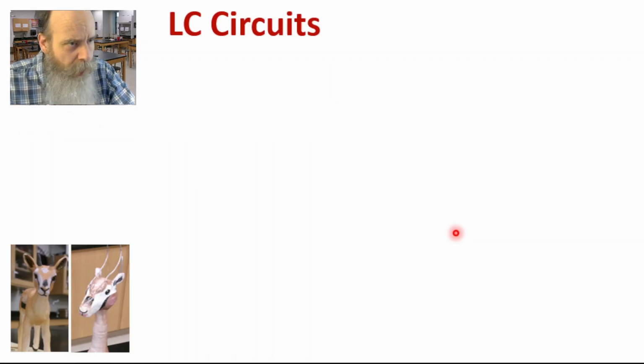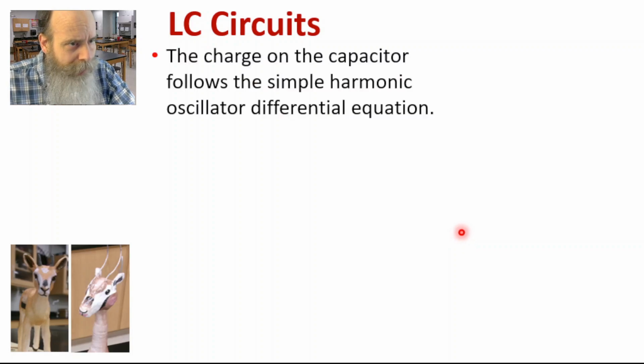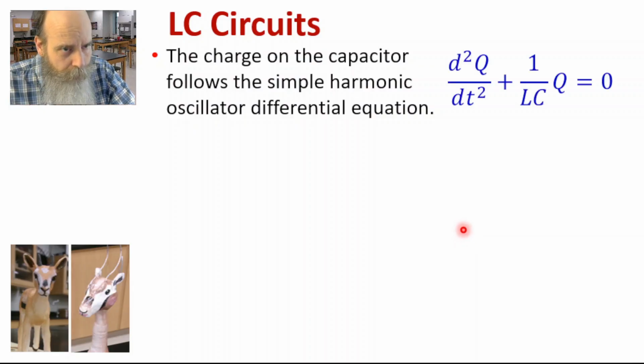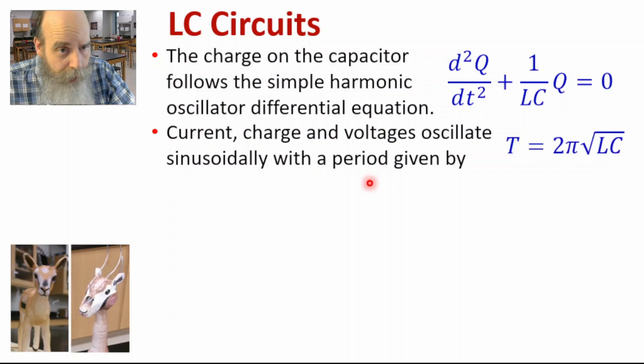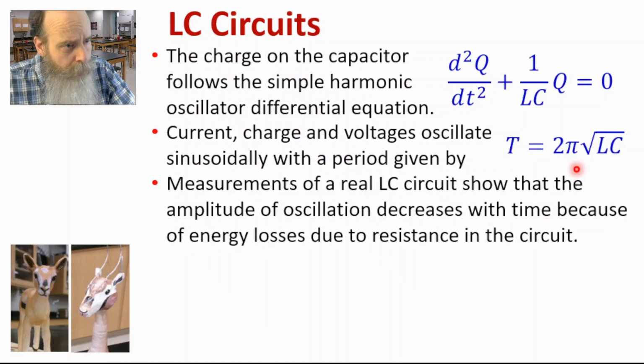Here's a summary of what we talked about today. First of all, in an LC circuit, the charge on the capacitor follows the simple harmonic motion oscillator differential equation: d2q by dt squared plus 1 over LC times q equals 0. The solutions for current, charge, and voltage oscillate sinusoidally with a period given by T equals 2 pi square root LC. Measurements of a real LC circuit show that the amplitude of oscillation decreases with time because of energy losses due to resistance in the circuit.